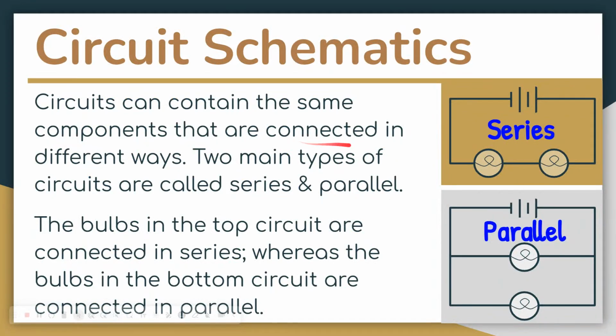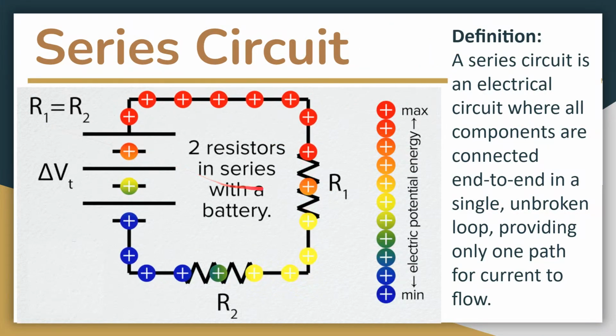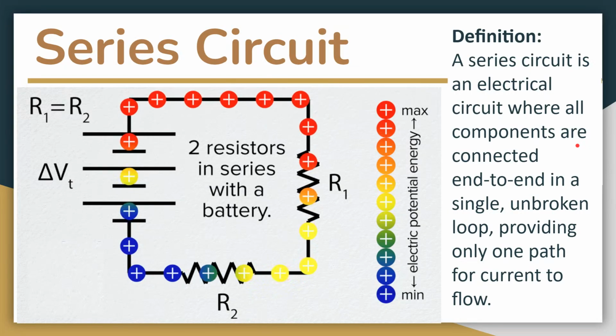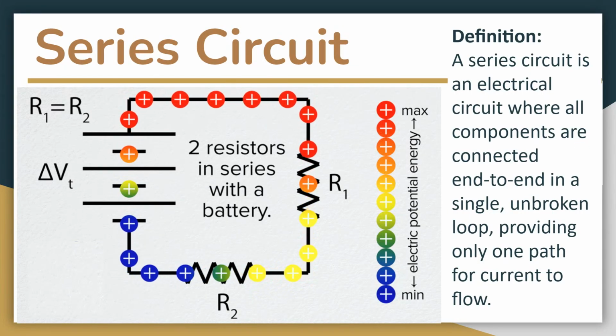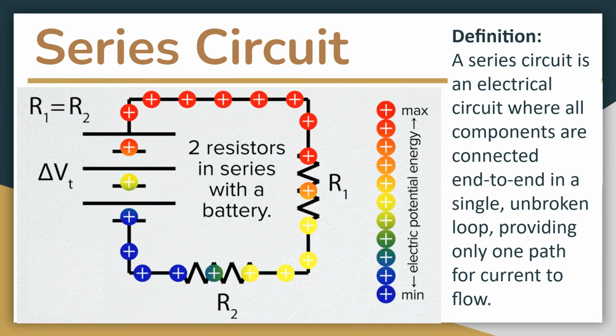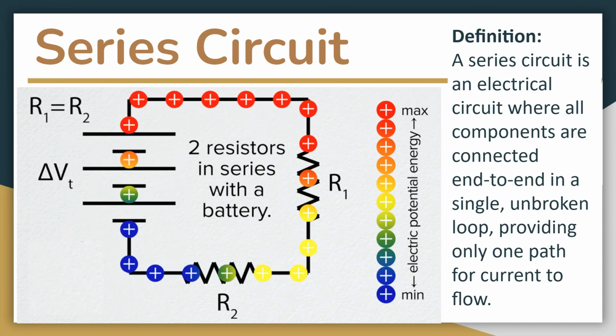Okay, so again, yesterday we talked about the two different types of circuits, series circuits and parallel circuits, but all we really did was mention that they exist and that we can arrange these components in different ways. Today we're going to focus specifically on series circuits, which is the one that you see here on the top of my screen. Here is an example of a series circuit. A series circuit is an electrical circuit where all components are connected end to end in a single unbroken loop, providing only one path for current to flow.